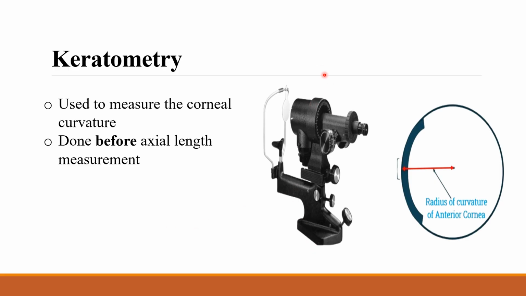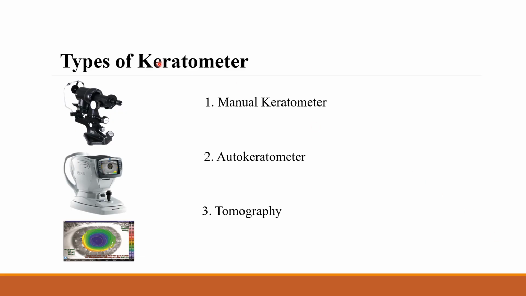The picture shows a manual keratometer, and here is the radius of curvature of the anterior cornea. This is the anterior cornea, this is the center of curvature, and this is the radius of anterior curvature. Keratometry is used to measure the corneal curvature, and it is done along with axial length measurement, and we find K1 and K2 from keratometry. Types of keratometer: there are three types, manual keratometer, autokeratometer, and tomography.